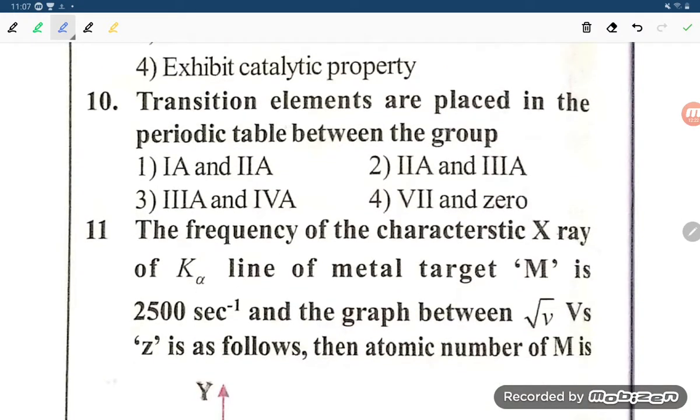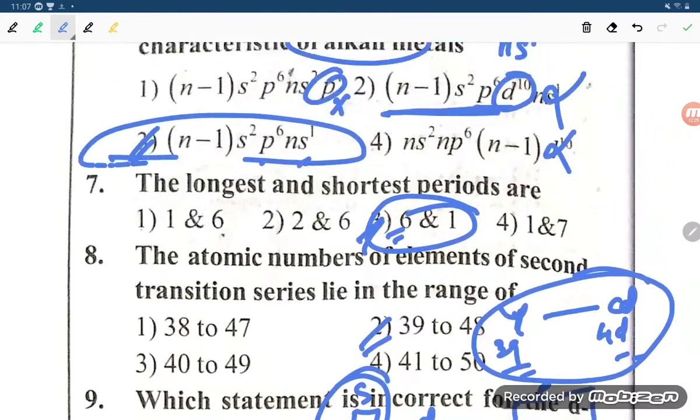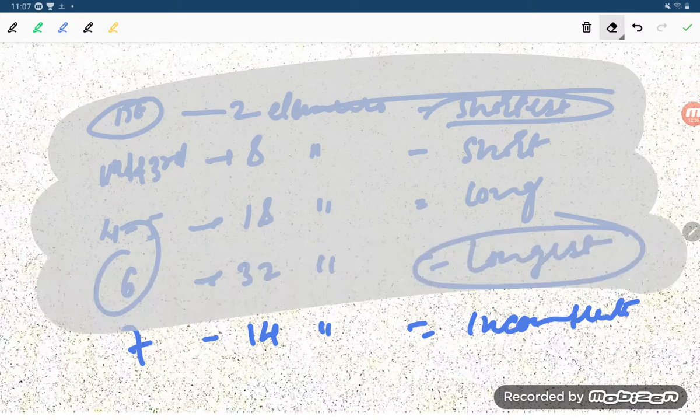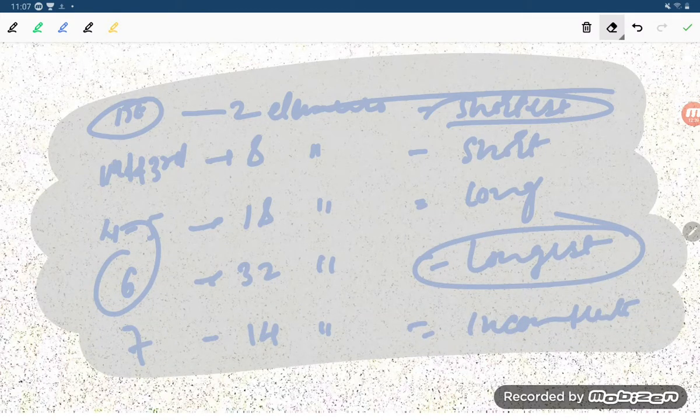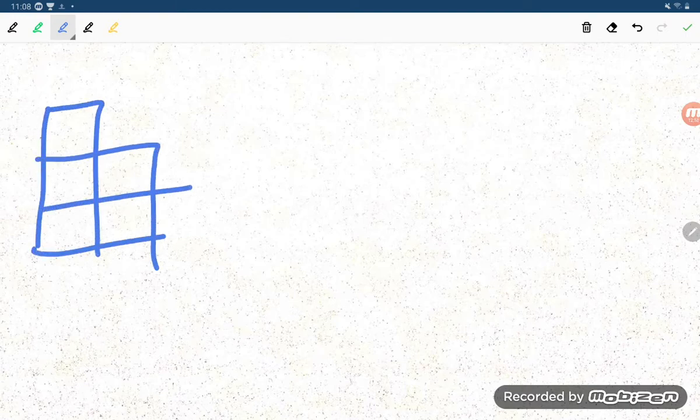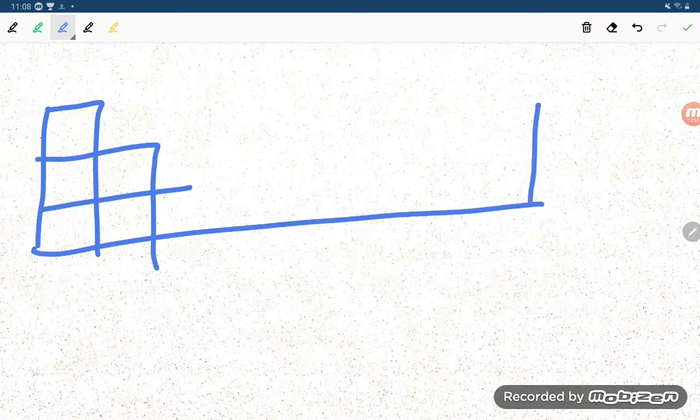Question number 10. Transition elements are placed in the periodic table between the groups. Okay, students, let us do question number 10 in a little detail so that you will be able to understand. They are saying transition elements are placed between which groups, right? To understand the concept behind transition elements, where they are put, students, let us draw the periodic table.